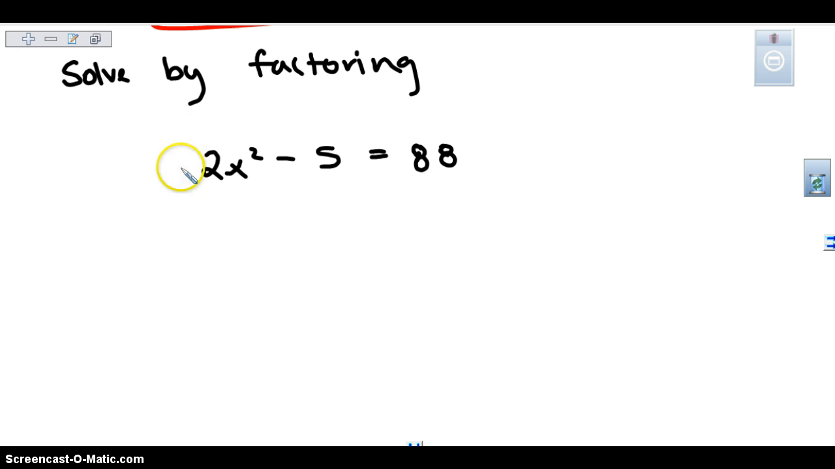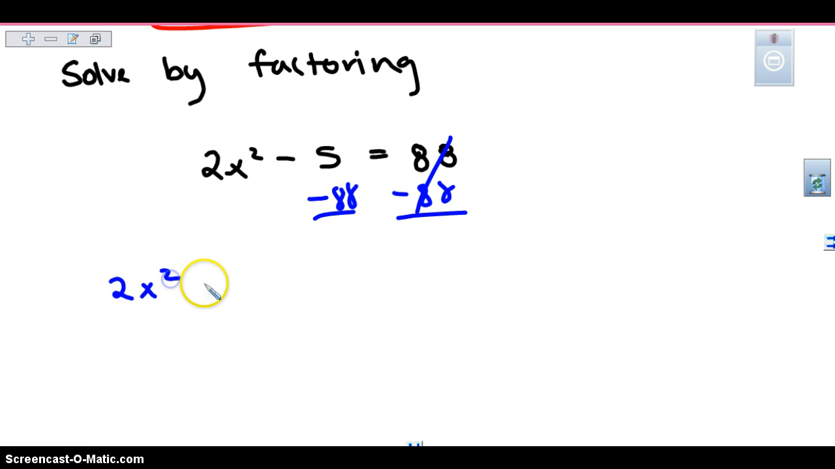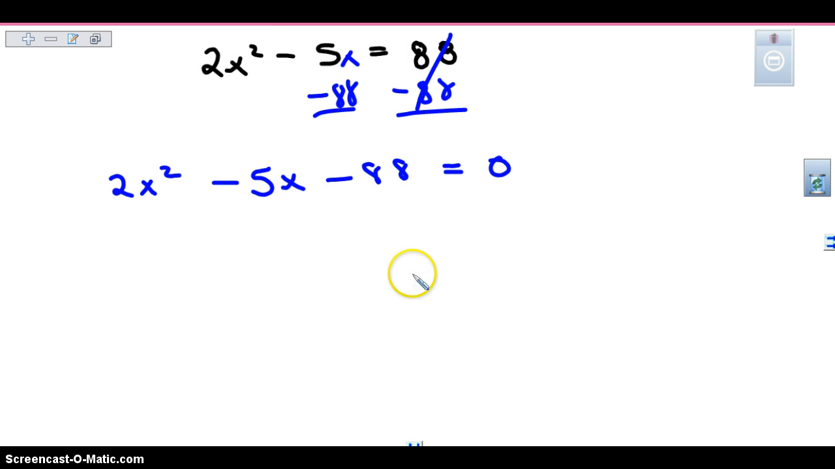So before we can solve this quadratic equation, we need to subtract 88 from both sides to write it in standard form. That's the first thing we have to do here before we can start solving. It means 2x squared minus 5x minus 88 equals 0. Now that we have the quadratic in standard form, we can start solving by factoring.